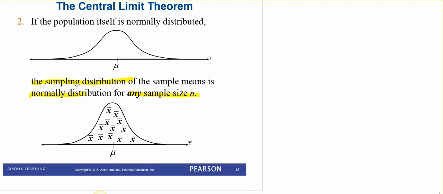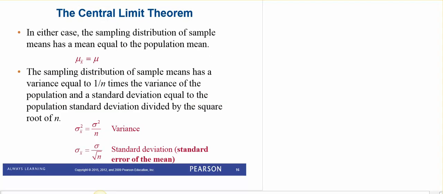So what does this mean for you? Well, the central limit theorem says that the mean of the sample means is mu, and the standard deviation for the sample means is sigma divided by the square root of n. That allows us to do problems like the following.